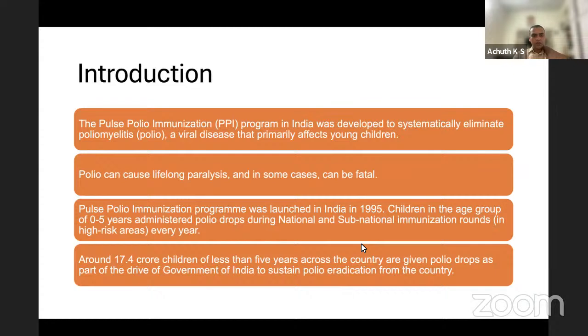Around 17.4 crore children of less than 5 years across the country are given polio drops as a part of the drive. By whom? By the Government of India. To what end? To sustain polio eradication from the country. We eradicated polio in the year 2014, and to maintain this, we are still following the pulse polio immunization program.